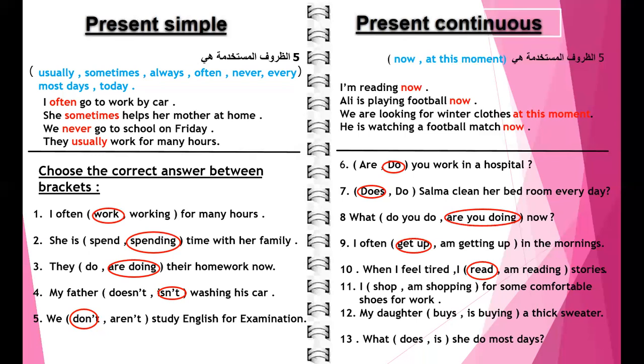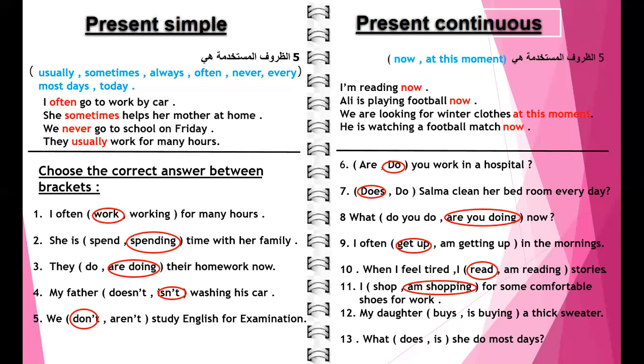11. I shop or I'm shopping for some comfortable shoes for work. لاحظوا هل هذا الزمن هنا لا يوجد دليل في الجملة، لكن يتم الاختيار على أساس معنى الجملة. هل هي دائما أو أنا أشتري حذاء مريح، هل بشكل مستمر أم فقط لمرة واحدة؟ فإذا هون راح يكون لمرة واحدة الحدث وليس شيء متكرر. So I am shopping. وفي الغالب الفعل shop والفعل buy يأتي مع المضارع المستمر. So I am shopping for some comfortable shoes for work.